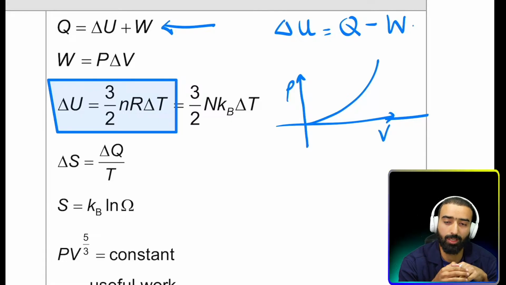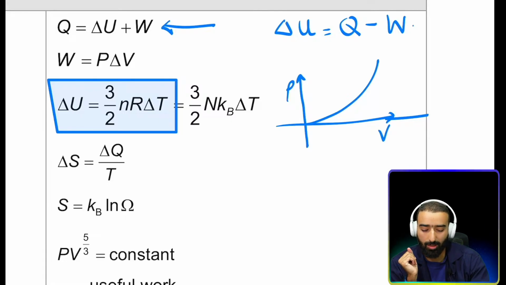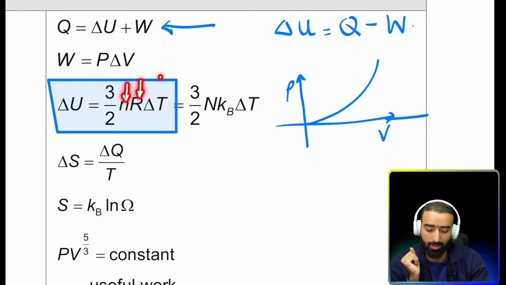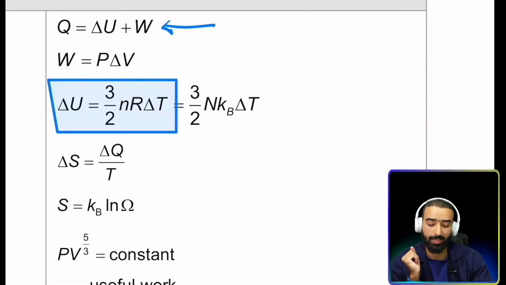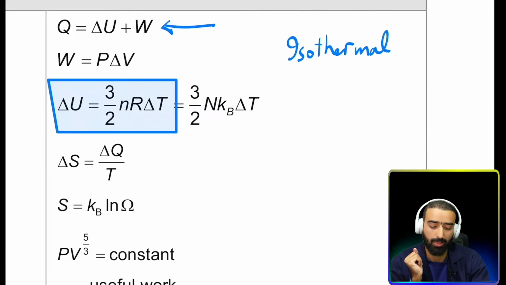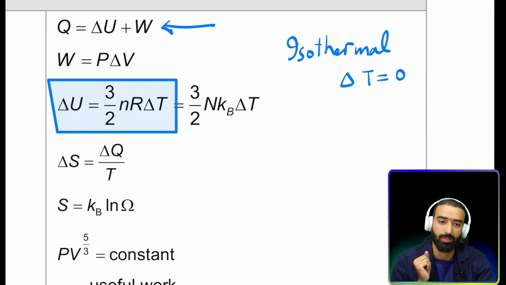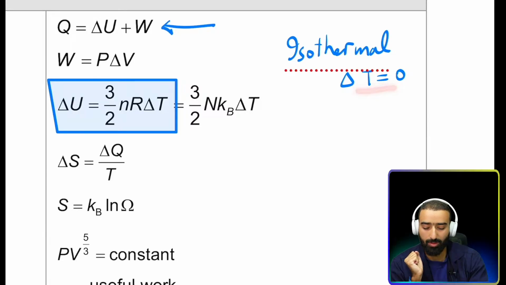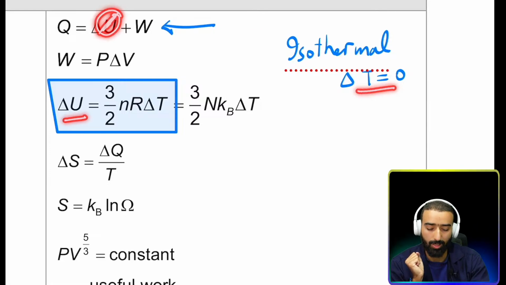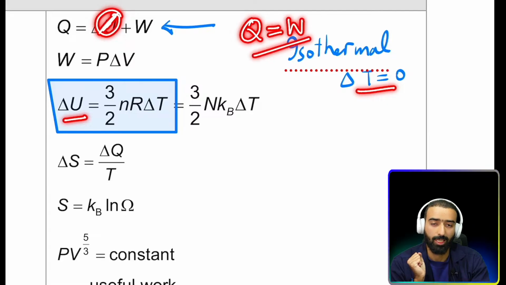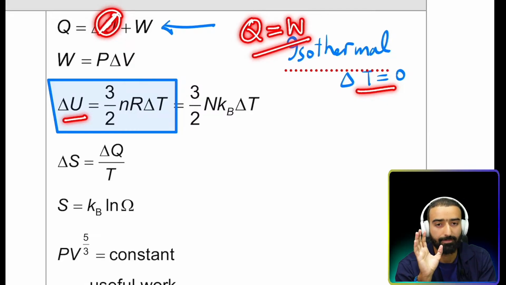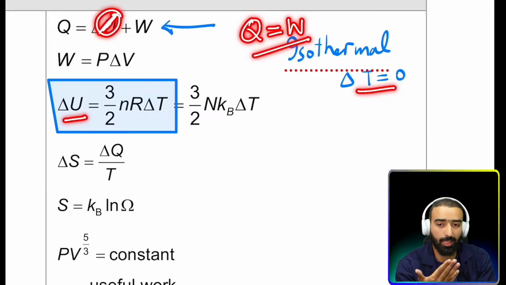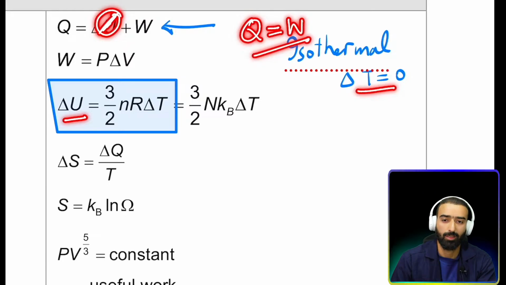All you have to do is 3 over 2 n R delta T, where n is the number of moles, R is the gas constant, and delta T is the change in temperature. This means that for an isothermal process, delta T is going to be 0, since there's no change in temperature. If delta T is 0, delta U is going to be 0, and this term goes away. We get Q equals W. That means the amount of heat you supply is equal to the amount of work done by the gas in an isothermal process.